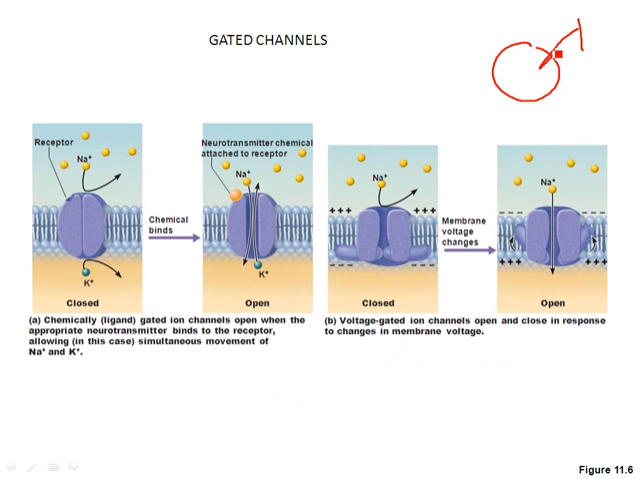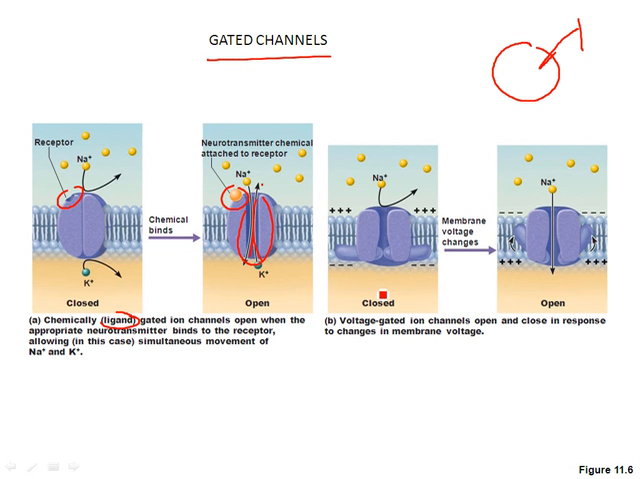I've got a picture to show you these gated channels. These are the ligand gated, and so basically on a ligand gated channel, there'll be some kind of a binding site, and then something, in this case a neurotransmitter, will bind to that binding site. And so when it binds, this opens up and allows sodium and potassium to flow through. It opens it up. So it's ligand gated.